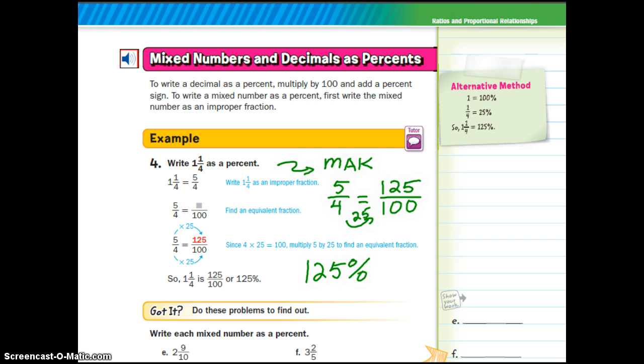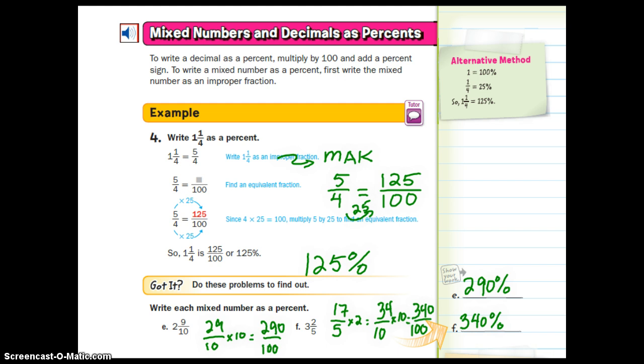Now it's your turn. Get it, got it, go. Pause the video. Did you get what I got? I got 290% and 340%.